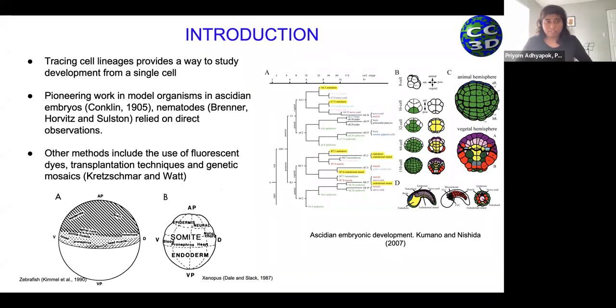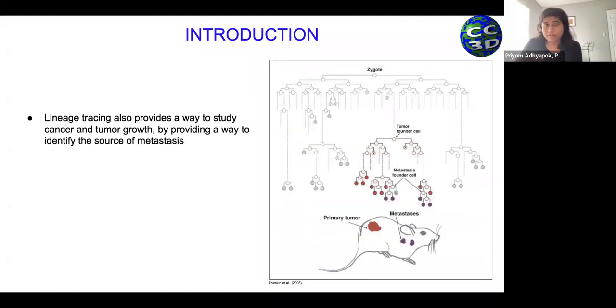Some of the most famous fate maps, created in zebrafish in the 1990s or in Xenopus, were all done with the help of fluorescent dyes. Not only in development, these lineage maps could also be useful in the context of tumor growth, because once you know the source from which these cells came, you can understand the source of metastasis and so on. So there are a lot of powerful techniques for tracing back these cell lineages.